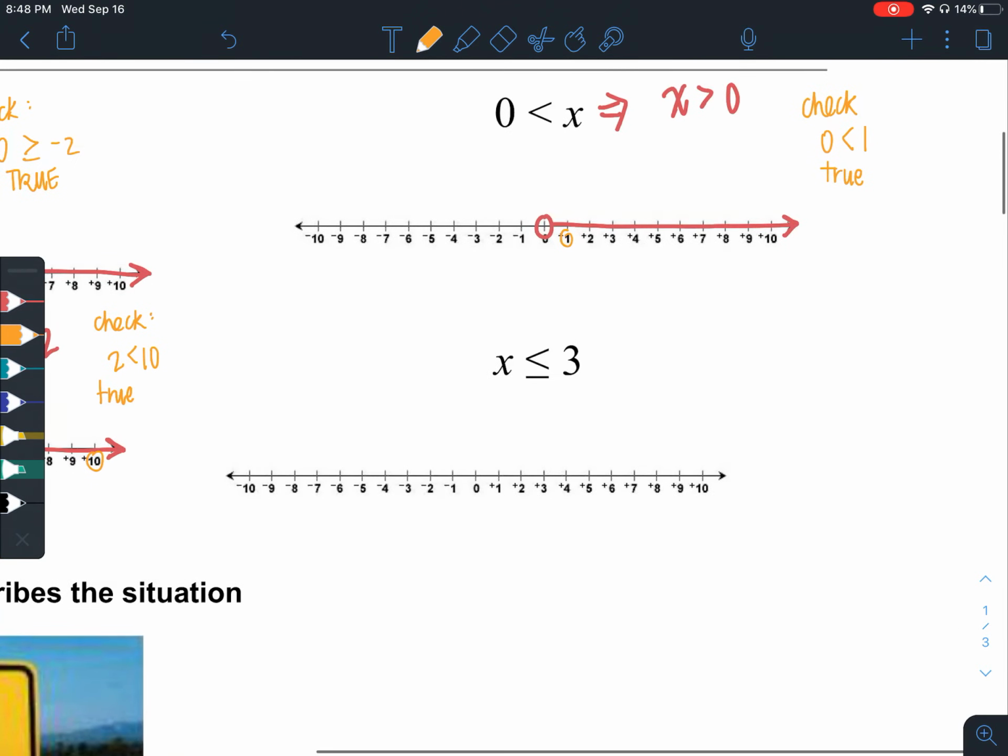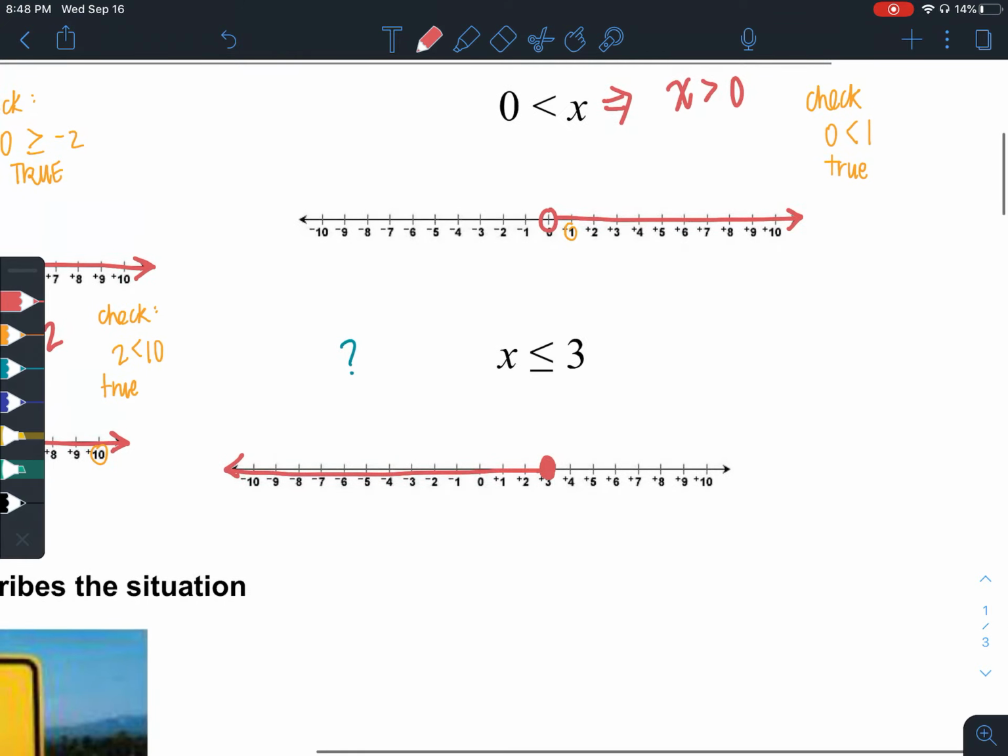All right, for this next one here, I want you to go ahead and try it on your own. Okay, so what you should have done is, since x is already on the left, we don't have to move it. I get a closed dot on 3, and it's pointing to the right. Or I'm sorry, to the left.